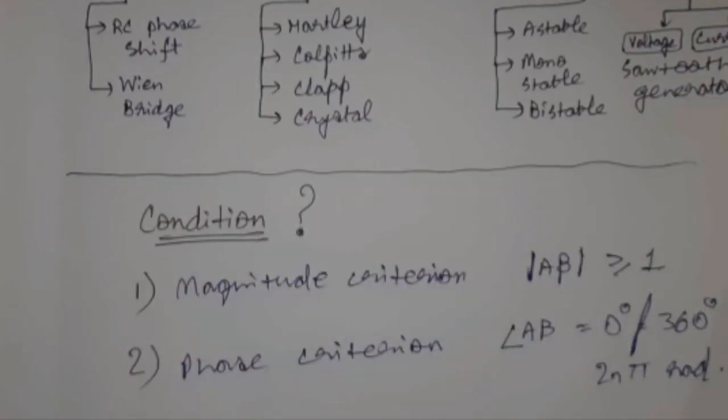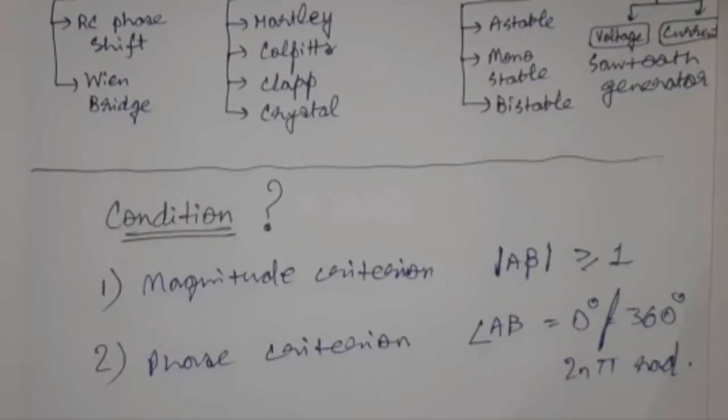You might question, what is this A beta? This A beta is the loop gain, where A is the gain of the amplifying element in the circuit and beta is the gain of the feedback network. So A beta is collectively the loop gain around the feedback loop of the circuit. Now moving on to our first sinusoidal oscillator, the RC phase shift oscillator.